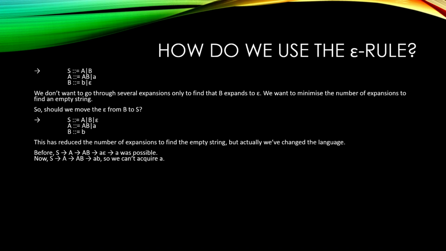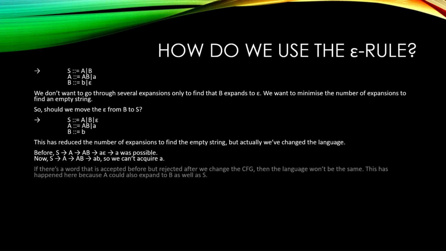So before, S could expand into A, which could expand into AB, which could expand into A epsilon, so A was possible. But now, there's not really a way for us to acquire terminal A, so the language has changed a little bit. If there's a word that's accepted before but rejected after we change the context-free grammar, then the language won't be the same. It's so sad. So this has happened because here there's another occurrence of B, which is in the expansion of variable A into AB.